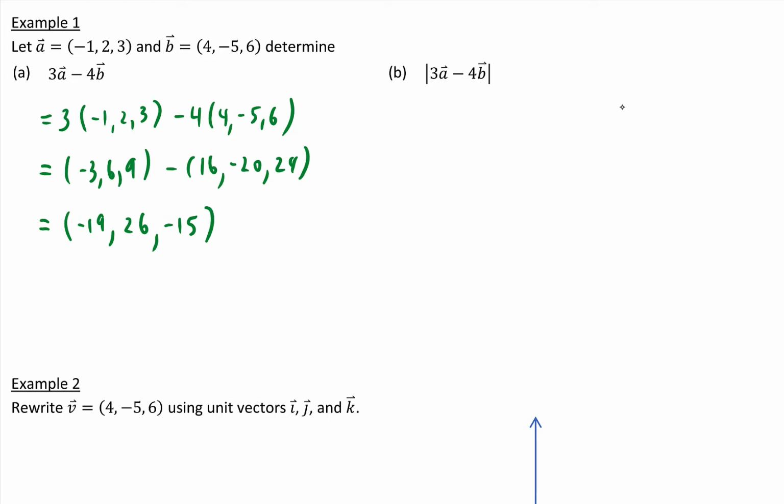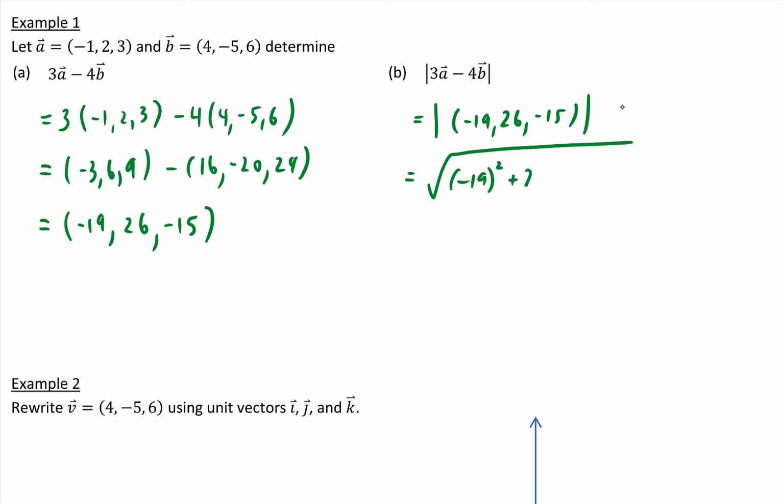Part B wants the magnitude of this vector. So we want the magnitude of negative 19, 26, and negative 15. So that means we're going to take the square root of negative 19 squared plus 26 squared plus negative 15 squared. You should end up with the square root of 1262.